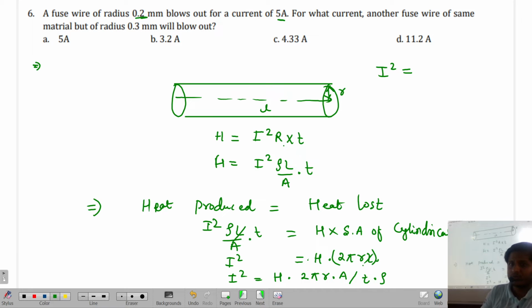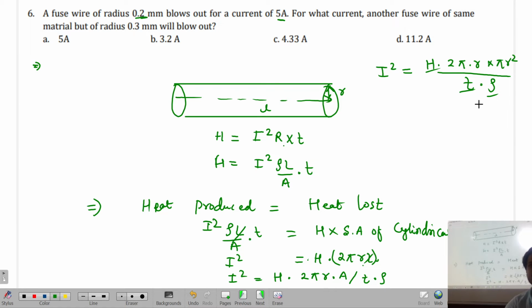So first you try to understand this. I square is heat into 2 pi into radius r into area. Area is what? Pi r square, yes or no? Pi r square divided by time into resistivity rho. Time remains constant, resistivity remains constant, heat remains constant, radius of the wire varies or not.